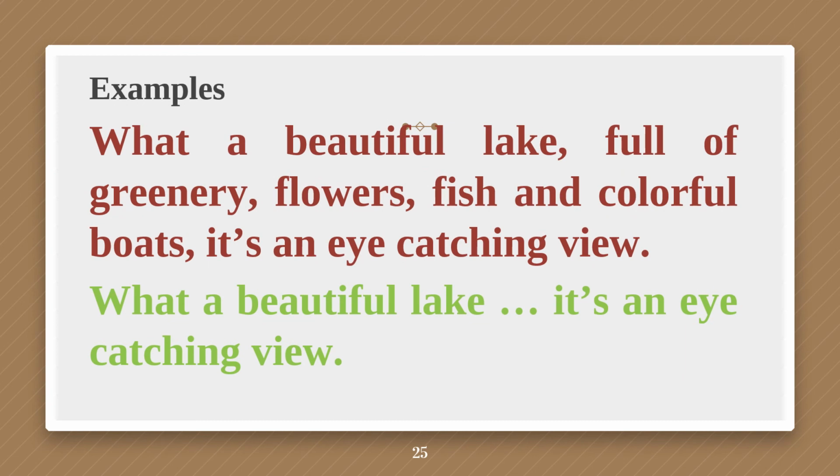Example, you can see here. Let me read the first paragraph: what a beautiful lake, full of greenery, flowers, fish, and colorful boats. It's an eye-catching view. Now there is lots of information, but I want to add this first line and the last line. So what I have done: what a beautiful lake, then I have omitted the text and used three dots, then: it's an eye-catching view. I have used ellipsis to indicate that I have omitted some text.